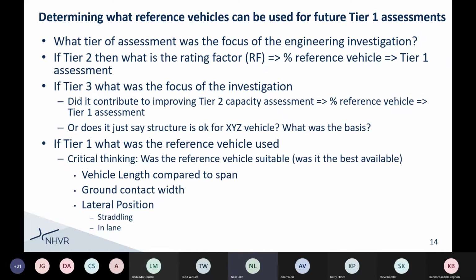If a Tier 1 was done, then what was the reference vehicle that was used? And have a think about whether that reference vehicle is suitable to use as a comparison vehicle to your application vehicle. The key things to be thinking about there are vehicle length compared to the span. If there's vast differences in the vehicle length versus the span, then that's something that we need to be thinking about. The ground contact width obviously is also an important point, and then the lateral positioning. Now I've gone over these in this webinar and previous ones, so I'm not going to go over it again, but they're the key things that we need to be thinking about.